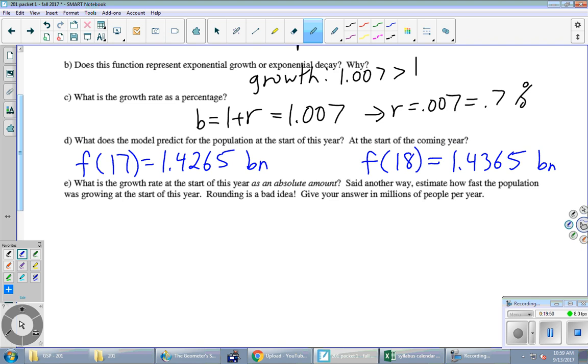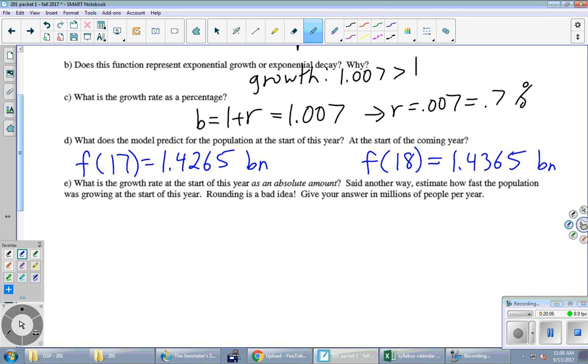Yeah, and so when we do this 0.7%, we're not doing it on the 1.4265 value, we're doing it on a bigger number. So we're taking the same 0.7%, but of a bigger starting population, so we'll expect a little more than 10 million new people in the year after, and every year it grows a little bit more.